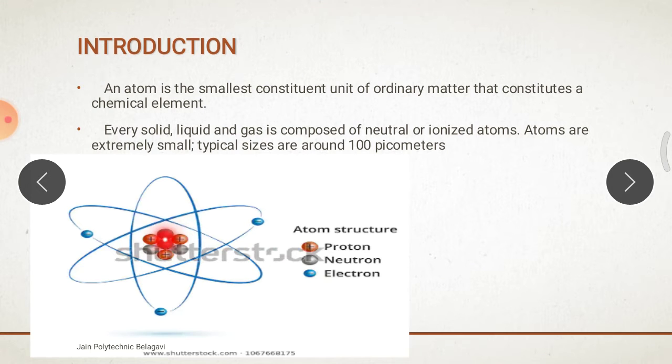You can see this is a plus and the grey color, these together are called the nucleus, and these are the electrons revolving around this nucleus in this manner. So electrons will be revolving around the nucleus. This is the atomic structure of the atom.